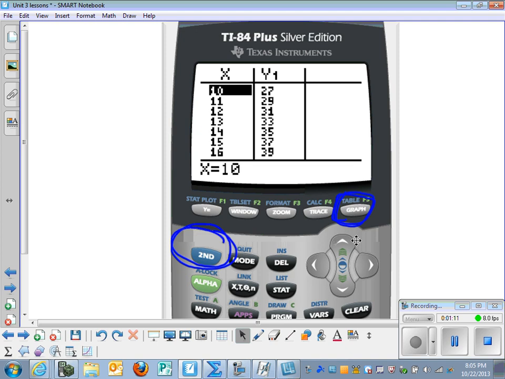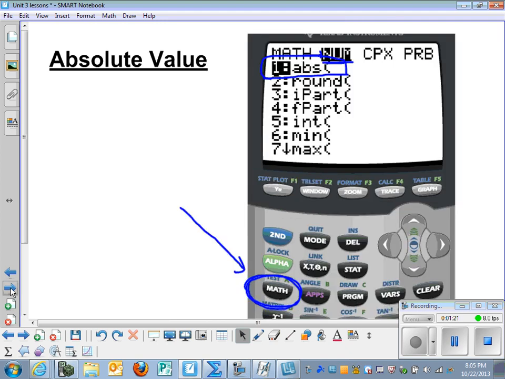To access the table, we hit second graph, because as you can see, the word table is written above the graph button, so we select second table. We'll also be solving a few absolute value equations. So you need to remember that the absolute value bars or parentheses, depending on the model of your calculator, is located under Math, and you toggle to the right to Numbers and select ABS for absolute value.